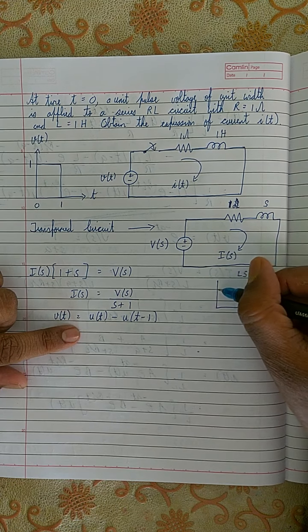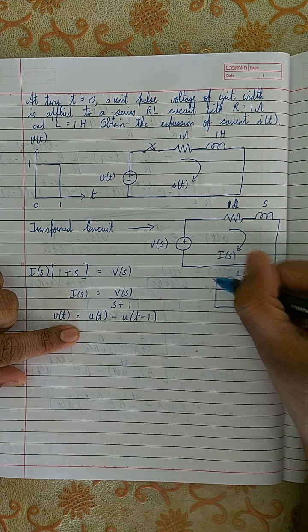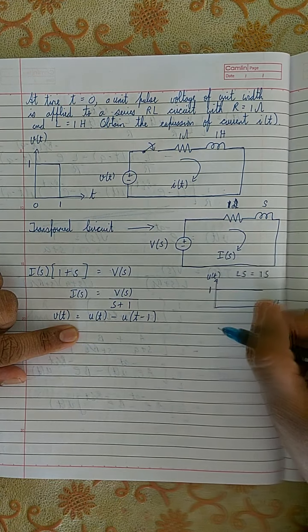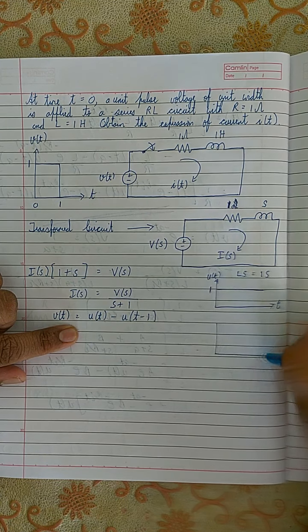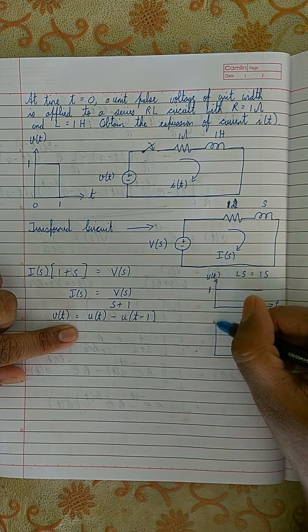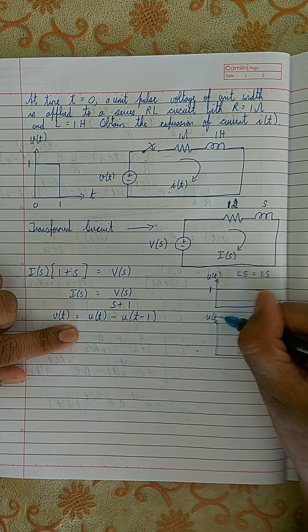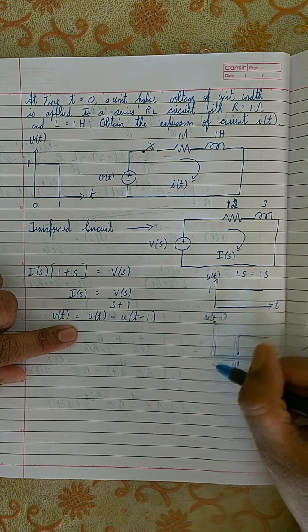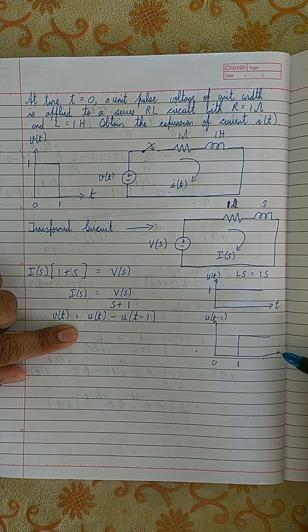In this pulse signal, this is U of t at time t, and what is U of t minus 1? This is U of t minus 1. It starts from here. This is U of t minus 1 after 1 second. That is, U of t minus 1 means it is U of t which starts after a delay of 1 second. That is the meaning of U of t minus 1.